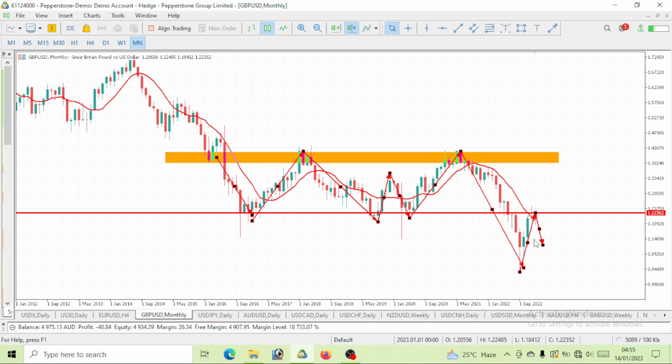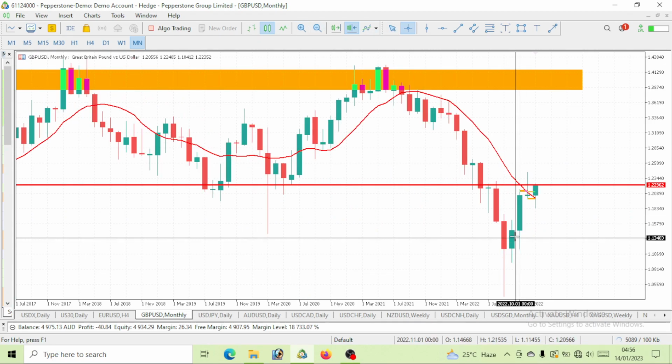So maybe this week can be a pullback, but in the long run, more drop is to come on this USD. So any pair we trade against USD should give us a bullish move. We are trading GBP to USD, so we expect more bullish move from GBP USD. So this is the month of October.